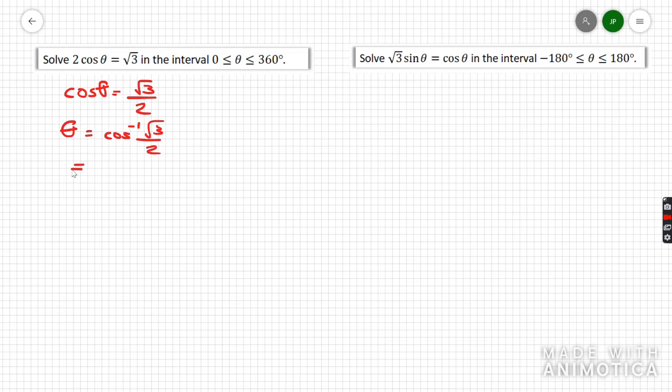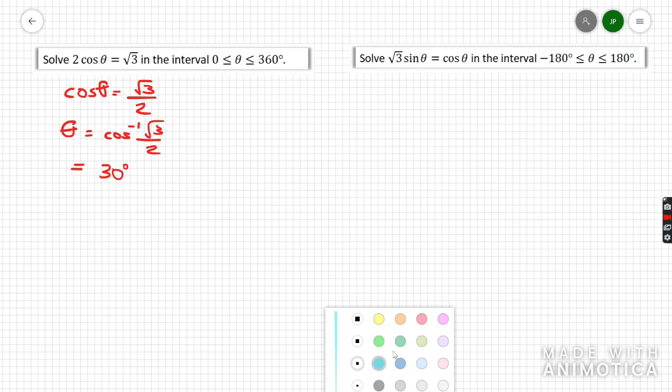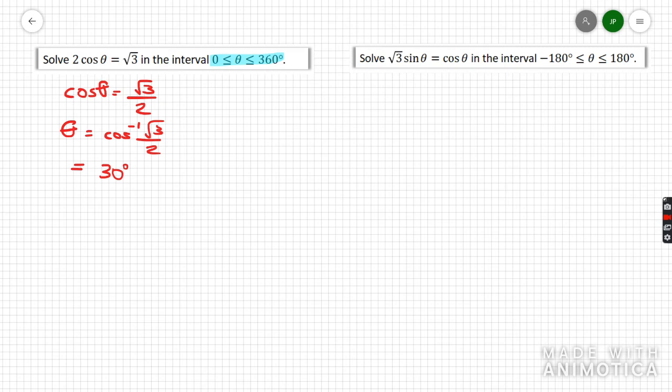So I know that cos theta should equal root 3 over 2, so theta should equal 30. Okay. Now I need to double check what range I'm working in. So my range is going between 0 and 360 again.